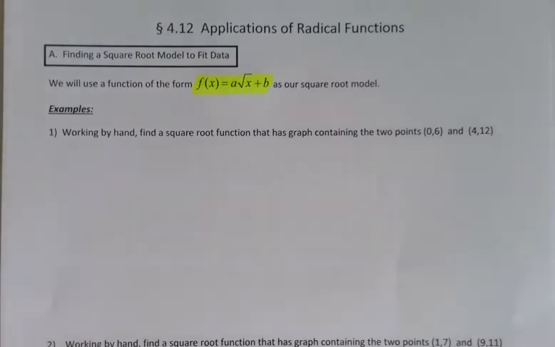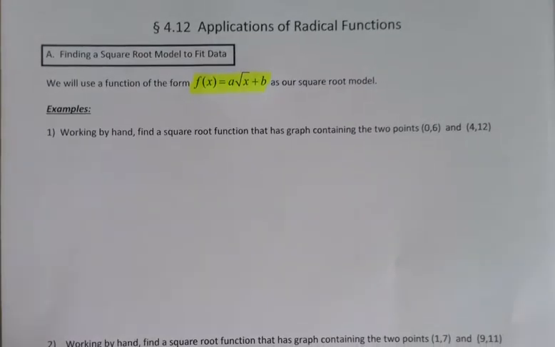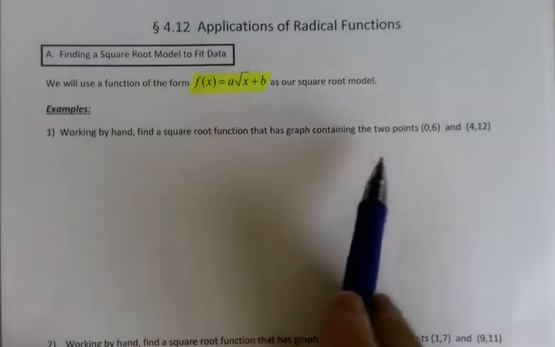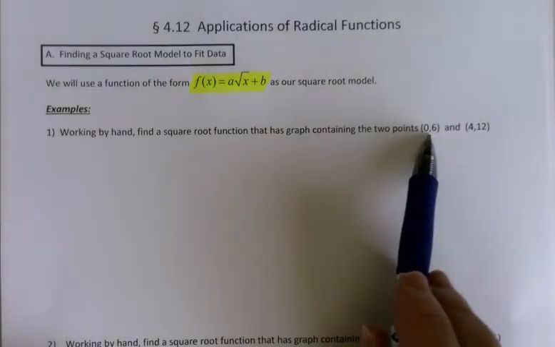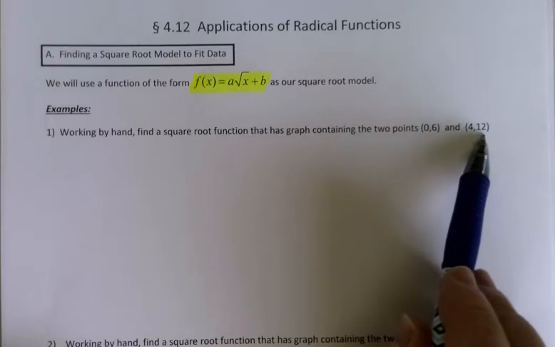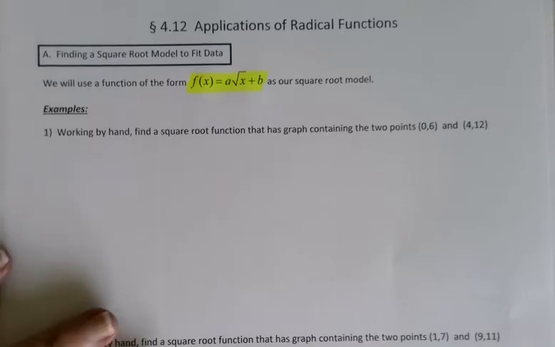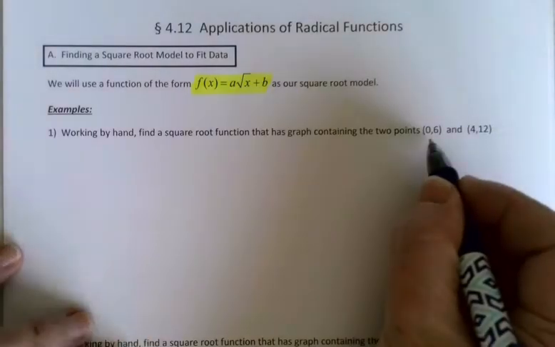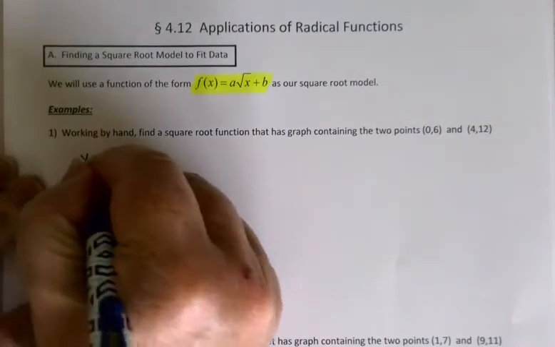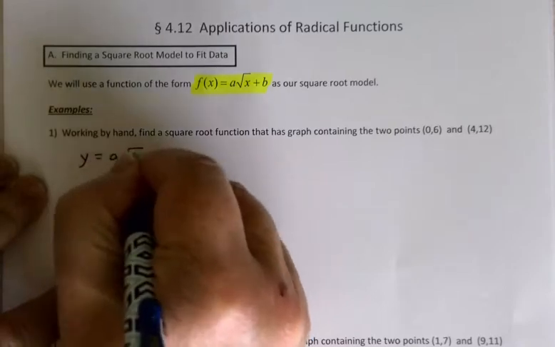Our first couple of examples will specifically look by hand at finding a square root model given 2 points. So if I have the 2 points (0, 6) and (4, 12), my goal is to find a square root model that contains both of those points. I'm going to start by plugging in the first one. So I'm just going to rewrite this as y equals a square root x plus b.